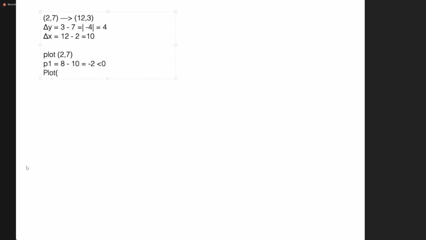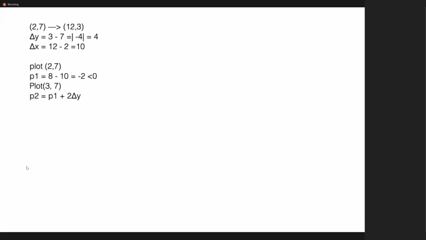Therefore, we plot xi plus 1, which means 3, and yi, which means 7. We plot that one; we are not moving in y. And then P2 is calculated. P2 is P1 plus 2 delta y. That is how we calculate the next one if it is negative. So the result is negative 2 plus 8 equals 6.